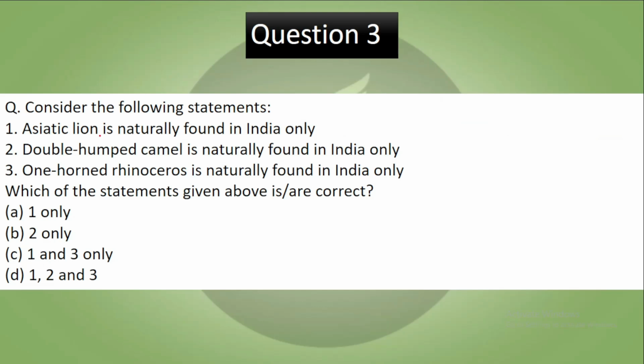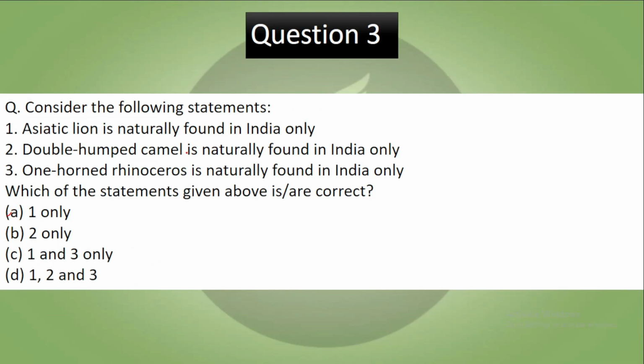Question 3. Consider the following statements. Asiatic lion is naturally found in India only. Double hump camel is naturally found in India only. One horned rhinoceros is naturally found in India only. Which of the statements given above is are correct? Pause the video, try to think about it. Now let's see the answer. So your correct answer to this is A, which is the Asiatic lion.